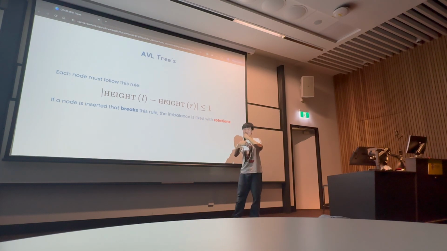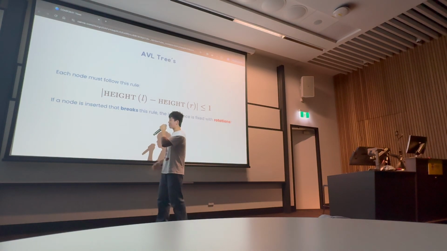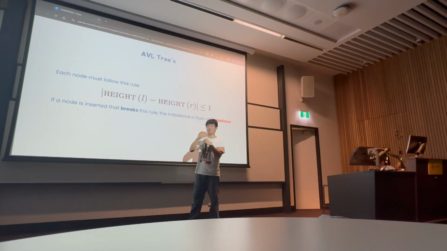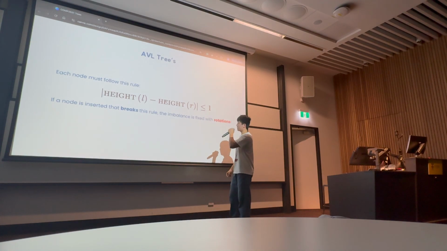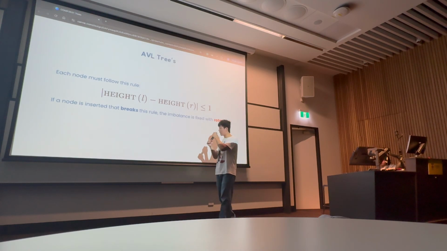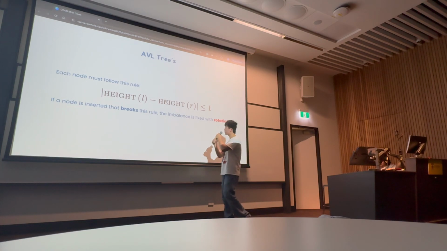So basically, it's just saying the tree must be kind of balanced. When a tree is balanced, it basically just means the left subtree and the right subtree are approximately the same size, and that's what this equation tries to represent. And if we ever insert a node to the AVL tree that breaks this rule, then that's where the crucial part of the AVL tree comes in, which is where we have to write an algorithm that rebalances the tree whenever an imbalance happens. And we do this through rotations.